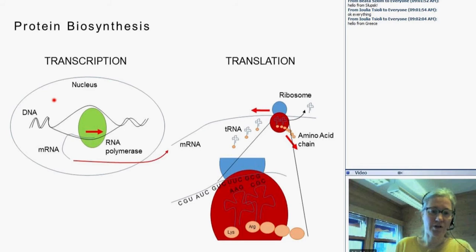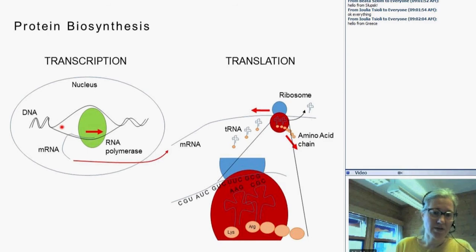How does this work? Okay, we have the DNA in the nucleus of the cell. This is the DNA. Here it's still coiled up as a double helix. The first part is called transcription. So you remember you have a string of letters, really, the DNA, A, G, T, A, and so on. It's a long string of letters.